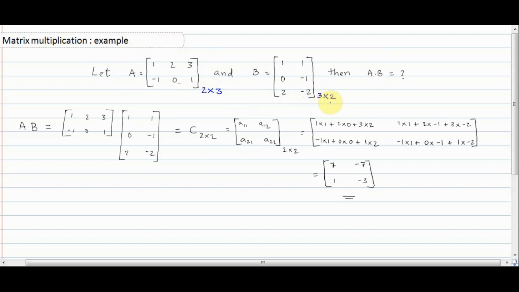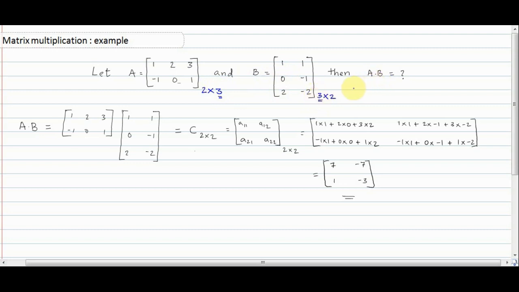Now let's check the condition for matrix multiplication. The condition says that the number of columns of the first matrix must be equal to the number of rows of the second matrix. So that is true here. The number of columns of A is 3 and the number of rows of B is 3. Therefore, A into B is possible.